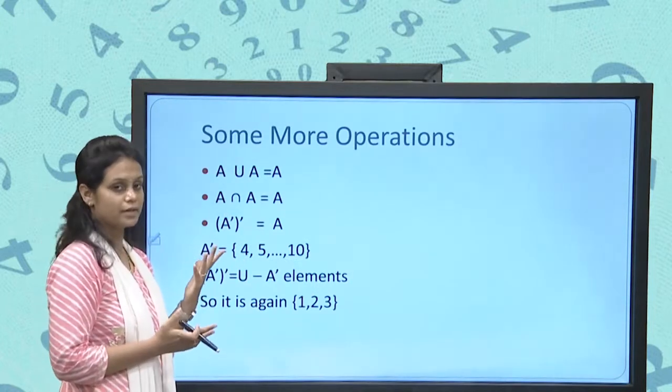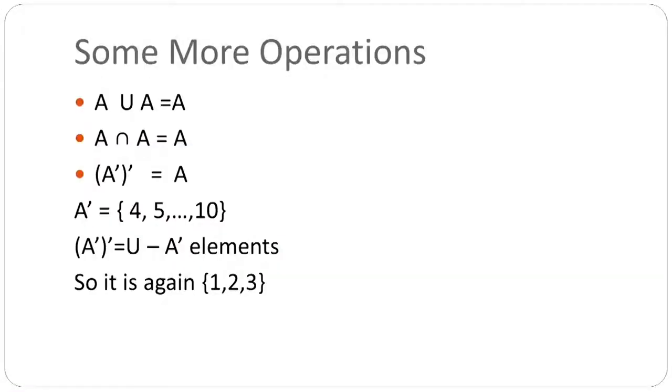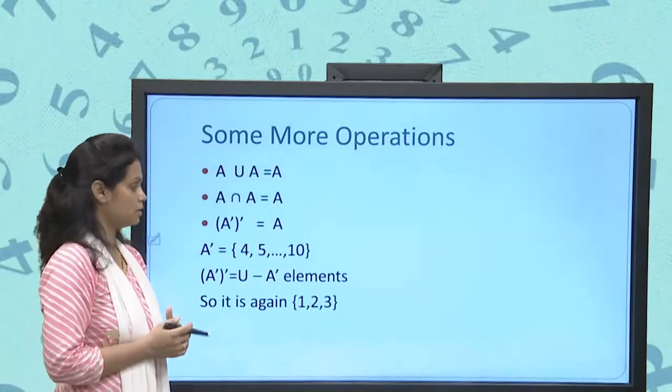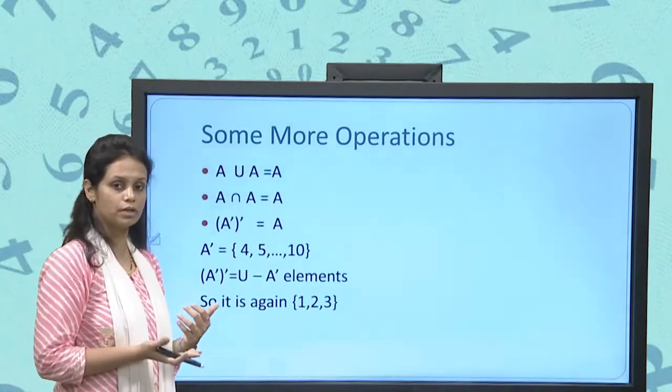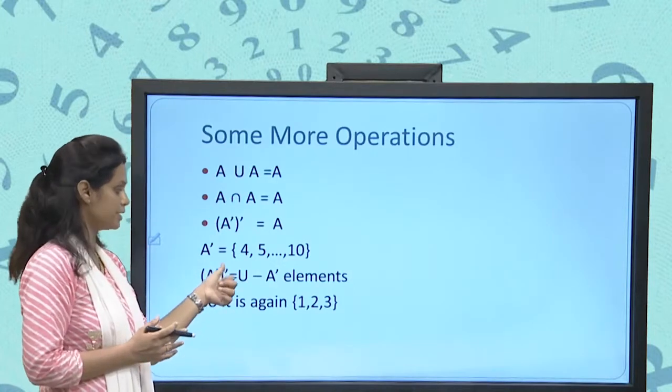A union A is always A, A intersection A is always A, A complement also is always A. Fine. Suppose in the last example we have seen the value of A dash, it is 4, 5, 6, 7, 8, 9, 10. So, if we want to find A dash dash, that will again give us 1, 2, 3, because the elements except 4 to 10 will come into the A dash dash.